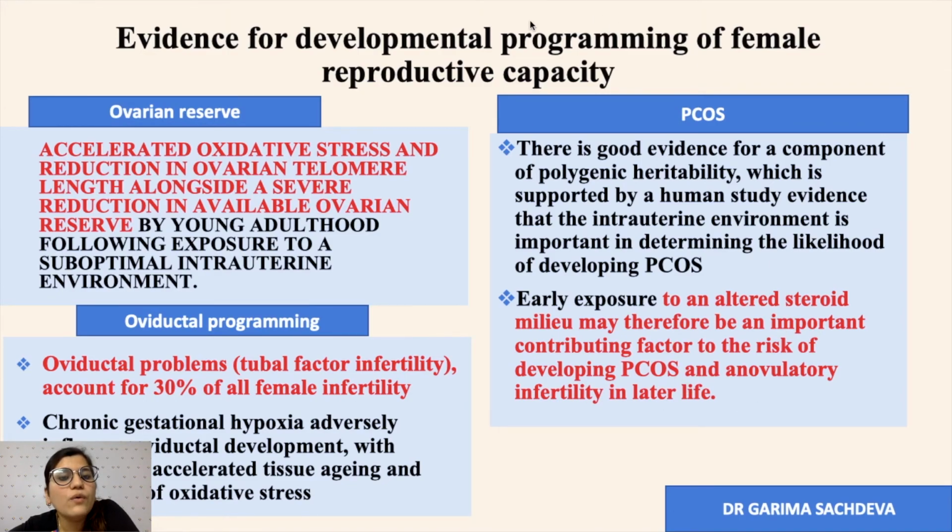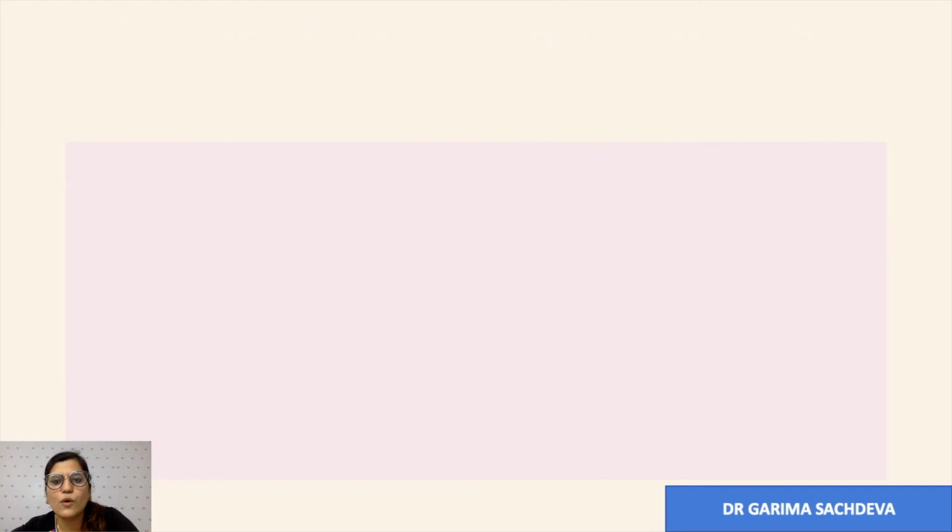So this is how the intrauterine environment affects the metabolic outcomes in the growing offspring and also the reproductive outcome. Metabolic outcome is affected by increasing obesity, increasing risk of cardiovascular disease, diabetes mellitus, and insulin resistance, and reproductive capacity is affected in terms of ovarian reserve, tubal factor infertility, and PCOS. So this was all for today.